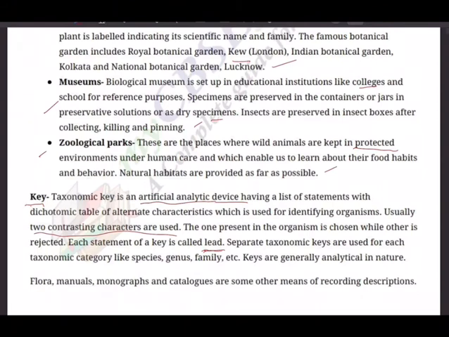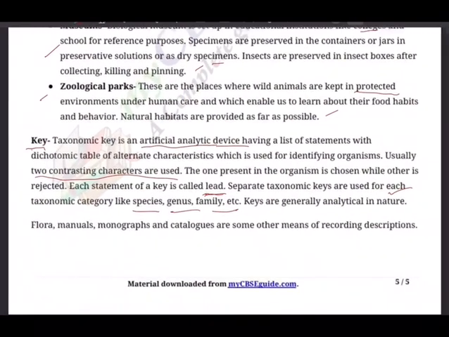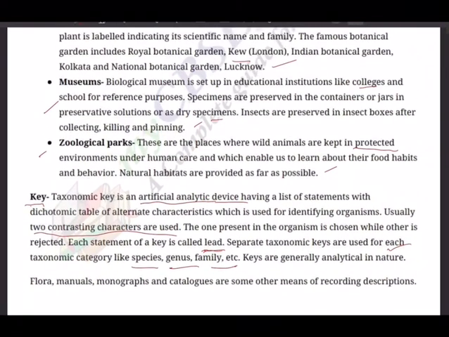Separate taxonomic keys are used for each taxonomic category like species, genus, family. Keys are generally analytical in nature. We are able to analyze. So flora, manuals, monographs, and catalogs are some other means of recording descriptions. So this is how we arrive at a taxonomic way of classification of animals, and we'll see in our next session, next chapter.